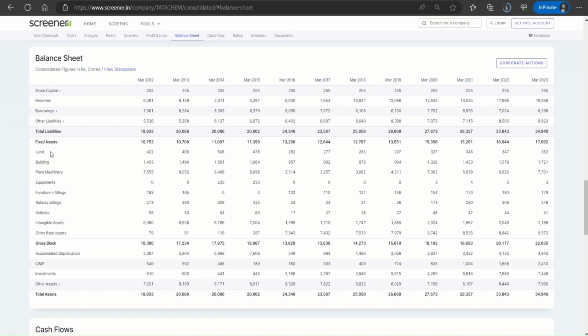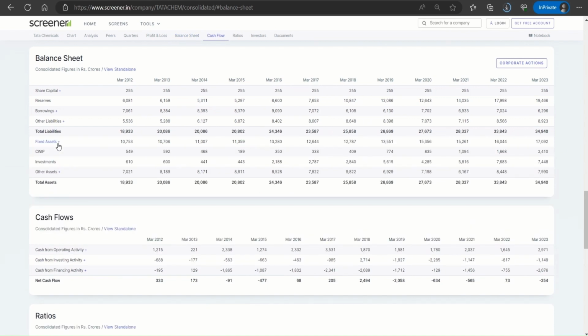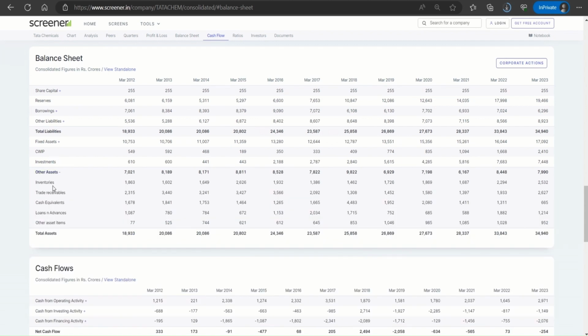So after going through the fixed assets, we have CWIP. This is basically capital work in progress. I hope you remember what it is. And then you have some investments, and then you have some other assets, which are your inventories. Now if your inventories are increasing, that could mean two things. First, the sales are decreasing, so the inventories pile up. The second is that because of the increase in sales, the company is increasing its inventory to meet the sales. So you have to look at the sales figure, which in Tata Chemicals is increasing.